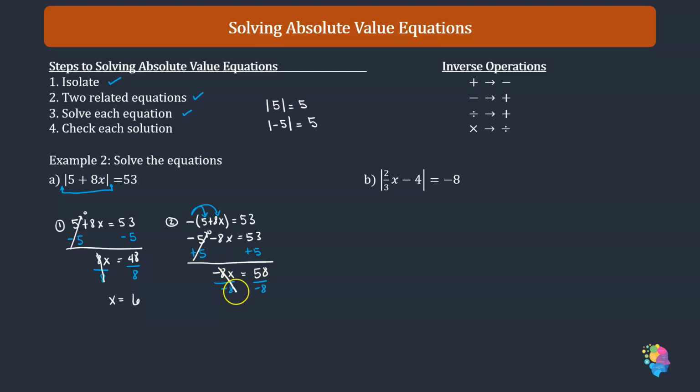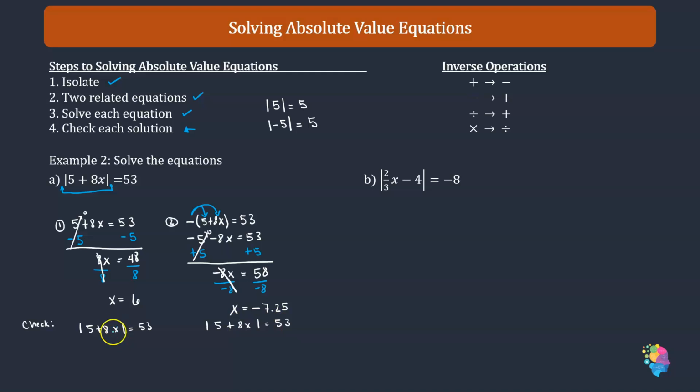So this is going to turn into a 1x or just x, and 58 divided by negative 8, that is negative 7.25. Let's check our solutions. Be careful, we are going to check our solutions in the original equation. Let's write it twice so we can also check the second solution.